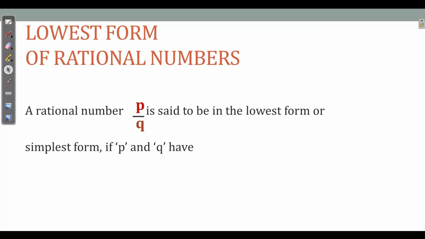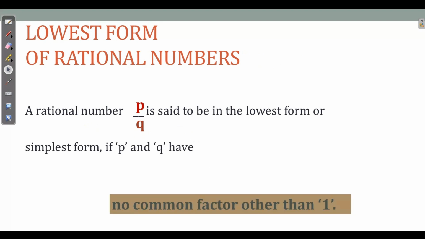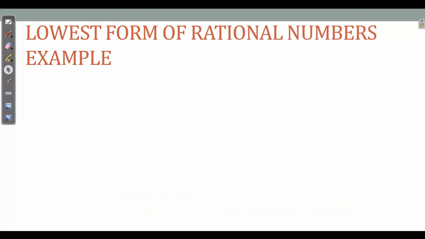Now the lowest form of rational numbers. Any rational number p by q is said to be in its lowest form when p and q have no common factor other than 1. So when we do the factorization of the numerator and denominator separately, and if we check, there shouldn't be any factor other than 1 which is common for both. Let us understand this with the example again.